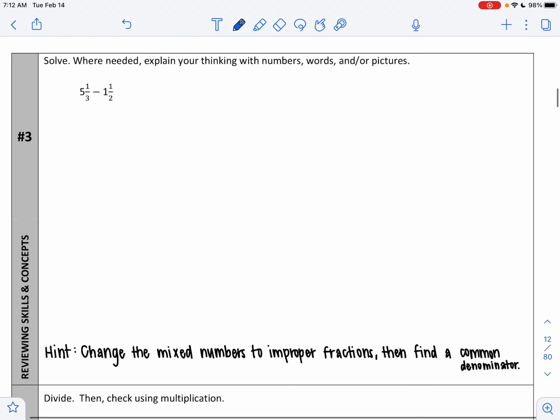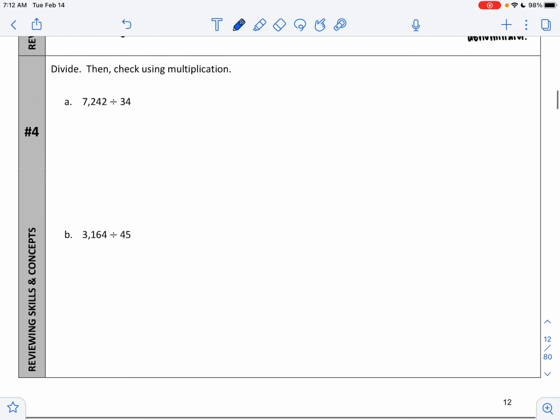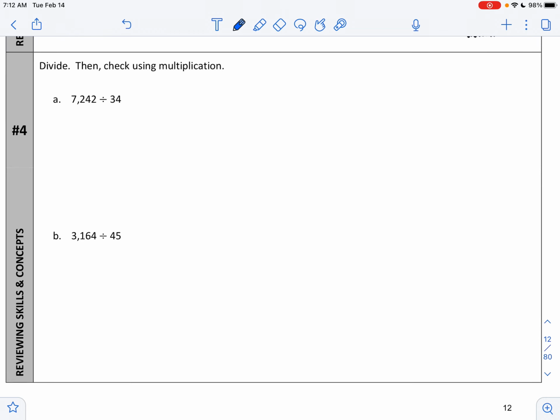In question 3, we've got more fractions subtraction. This is question 3 on Monday and Tuesday, so for examples, you can rewind. And question 4 is long division. So again, not going to review long division in this video. If you still need support with long division, you should be checking in with Ms. Kness.